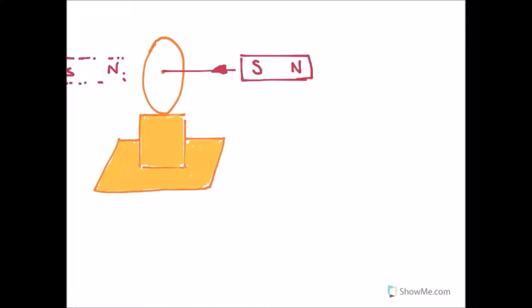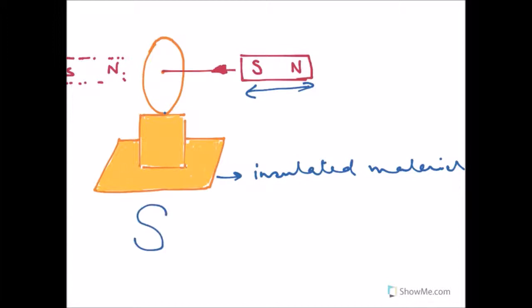We look at a different problem wherein the south pole of a bar magnet is moved towards this loop. This is mounted on an insulated material. We need to predict the direction of current in this loop. As the south pole of the magnet is moved towards the loop, the side facing the magnet should also develop south polarity, and hence the current should move in a clockwise direction if we look at the loop from the side of the magnet.